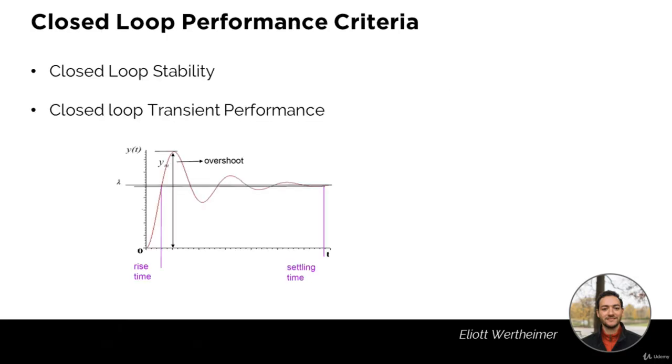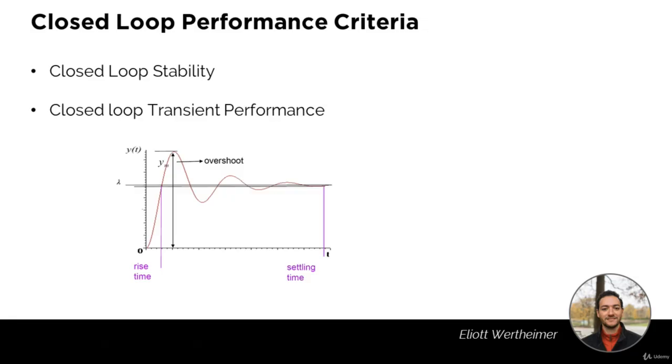When designing a closed-loop control system, there are several performance criteria we are trying to optimize for. First of all, the closed-loop stability of the system. We want our system to be stable. We want its oscillations to die out progressively.